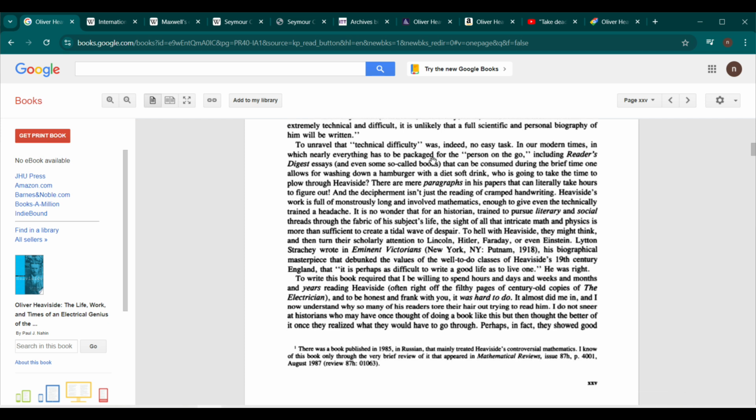To unravel that technical difficulty was, indeed, no easy task. In our modern times, in which nearly everything has to be packaged for the person to go, including Reader's Digest essays, and even some so-called books that can be consumed during the brief time one allows for washing down a hamburger with a soft drink, who is going to take the time to plow through Heaviside? There are mere paragraphs in his papers that can take literally hours to figure out.